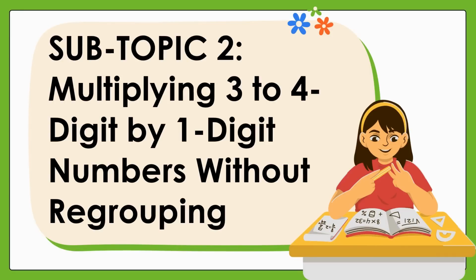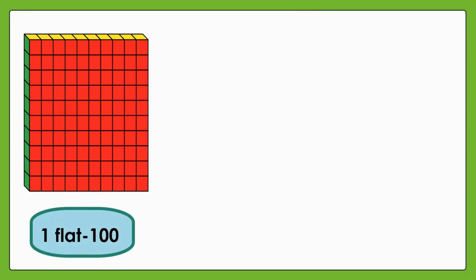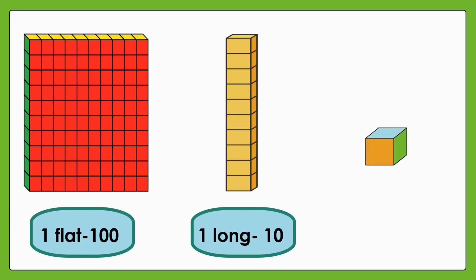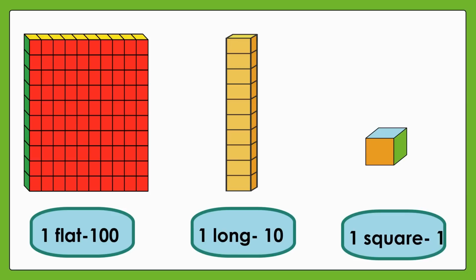Let's have the subtopic number 1. Multiplying 3 to 4 digit by 1 digit numbers without regrouping. Now, let's take a look at this picture. This is flat. 1 flat is equivalent to 100. This is long. 1 long is equivalent to 10. This is square. 1 square is equivalent to 1.